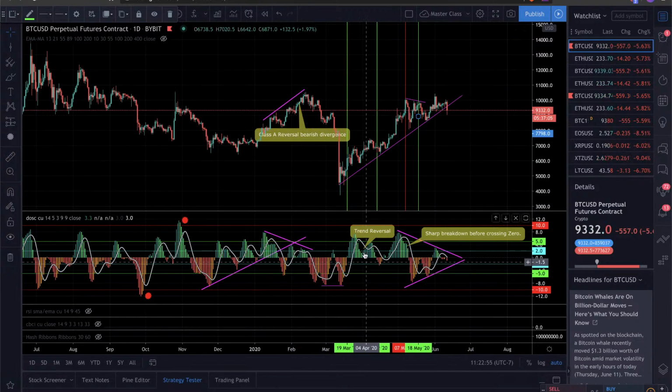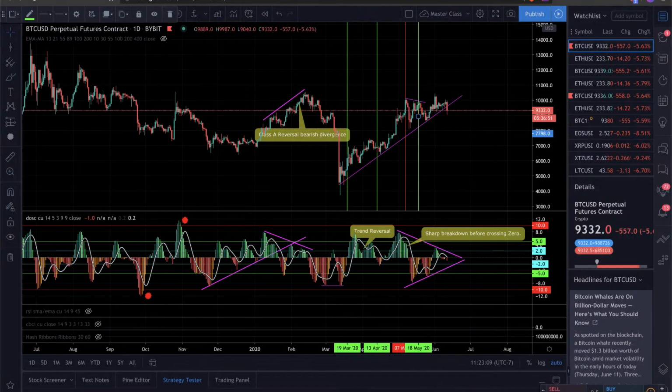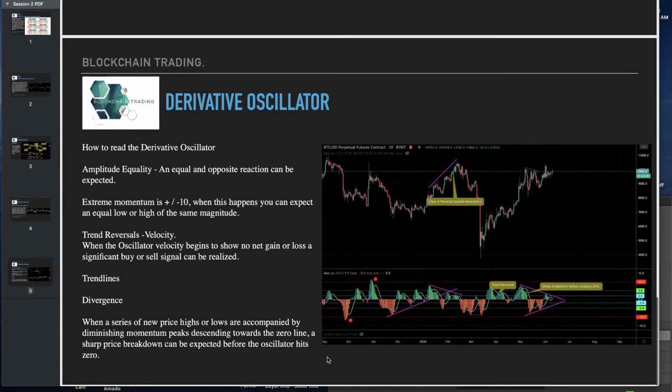So you can use this to draw trend lines. You can use this to draw wedges and to have breakouts. Not everyone knows it can be utilized that way as well. Another aspect to look at this for is the divergences. When a series of new price highs or lows is accompanied by diminishing momentum peaks, descending towards the zero line, a sharp price breakdown can be expected before the oscillator hits zero.